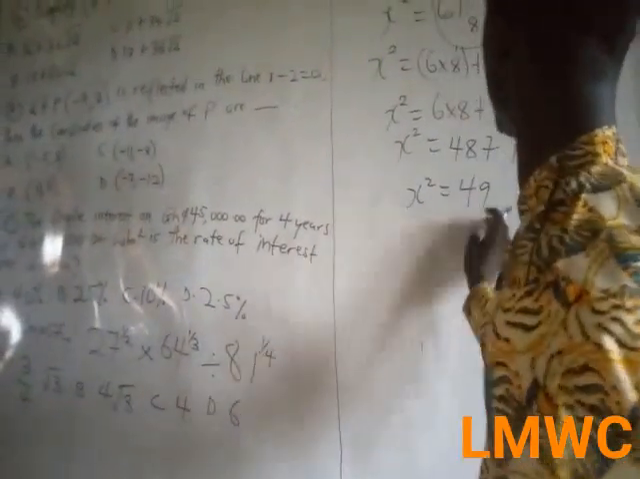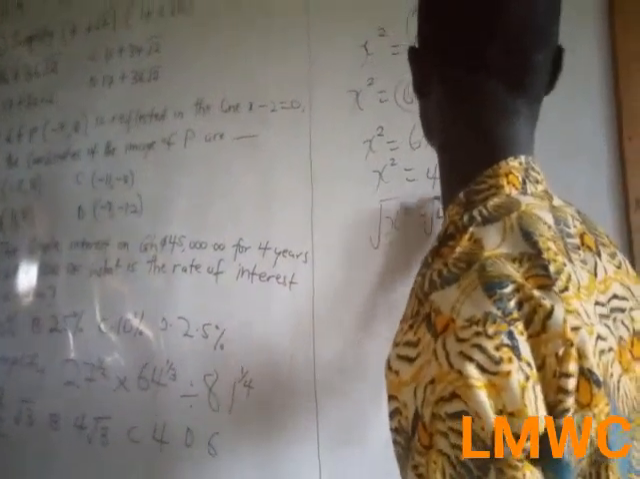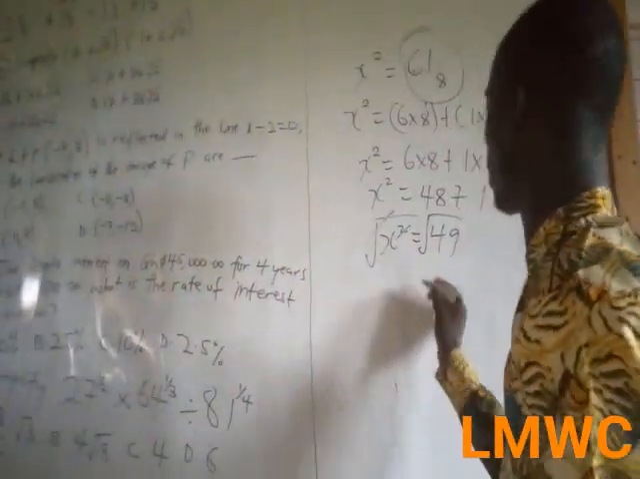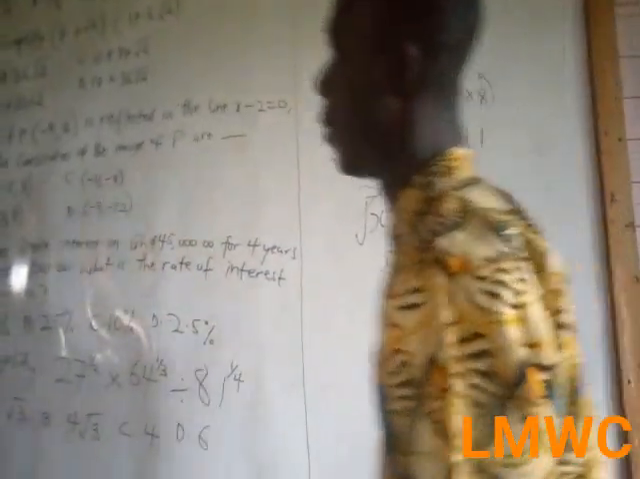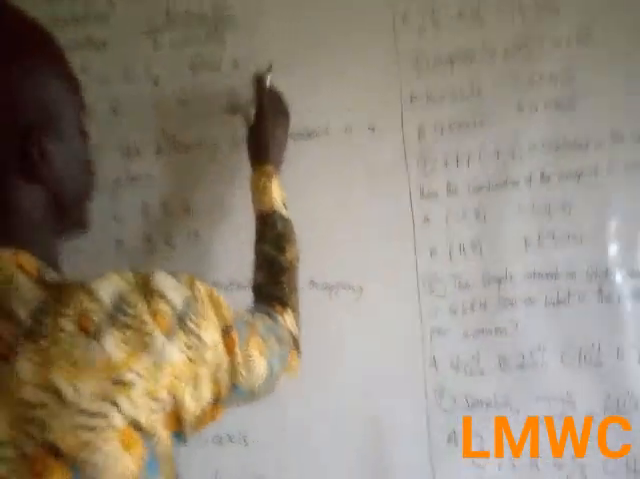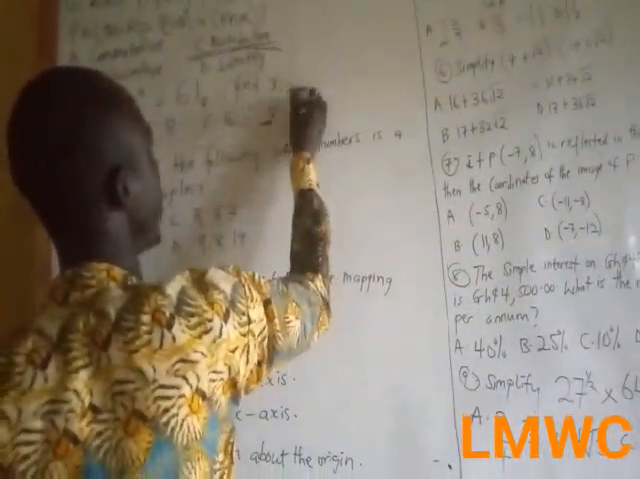And anytime you have something like this, you square root both sides because we want x, not x squared. So x is equal to 7. Our answer is 7.